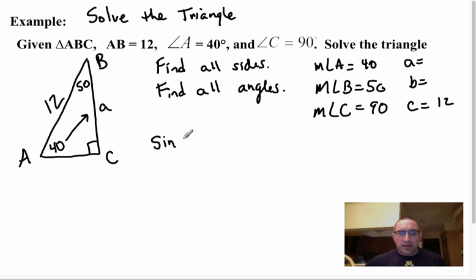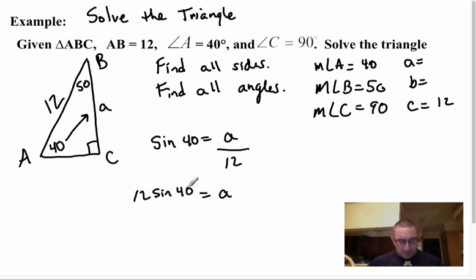The sine of 40 is the opposite side A over the hypotenuse 12. And if I want to solve that, I'm just going to multiply the 12 to the other side. Let me grab my calculator again here. And I'm going to multiply those two together. The sine of 40 times 12 equals, A is going to be 7.7.